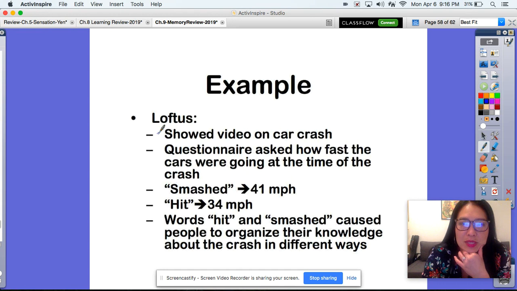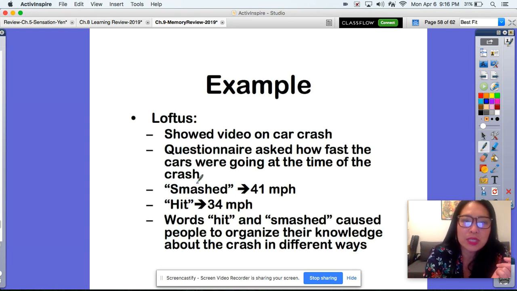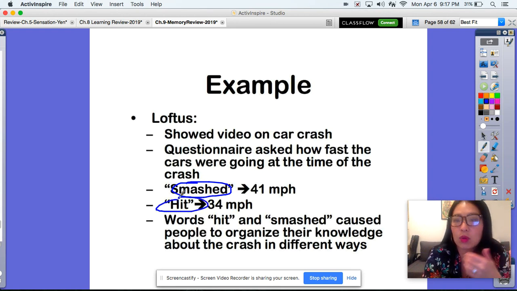Okay, so she basically showed the car crash, and then the questionnaire would ask how fast were the cars going at the time when the cars blanked into each other. So simply changing this word, smashed or hit or bumped, your schema of those words is going to influence how you report how fast the cars were going and what you remember. So if I was to say, how fast were the cars going when they smashed into each other, you're more likely to rate something high because our schema for smashed is something that's fast, whereas hit might be lower and then bump a lot lower.